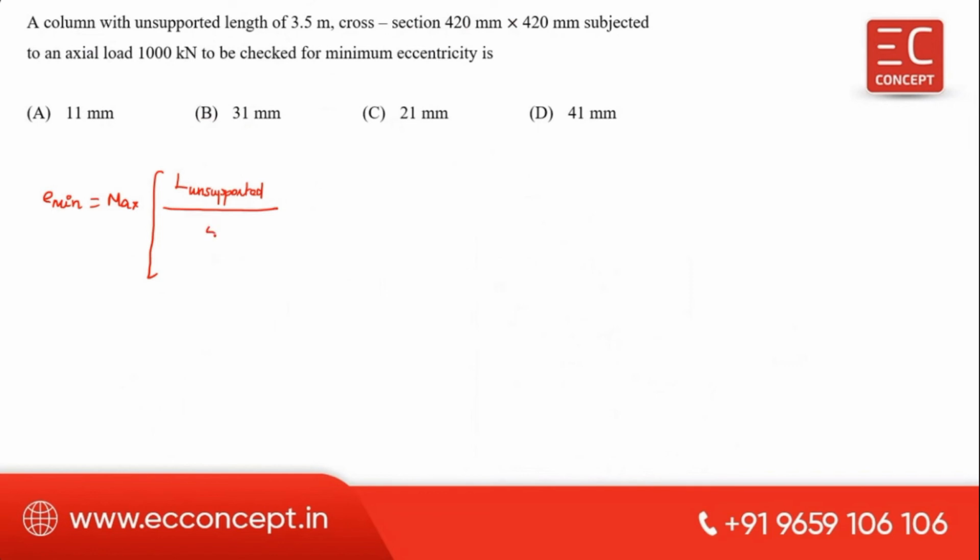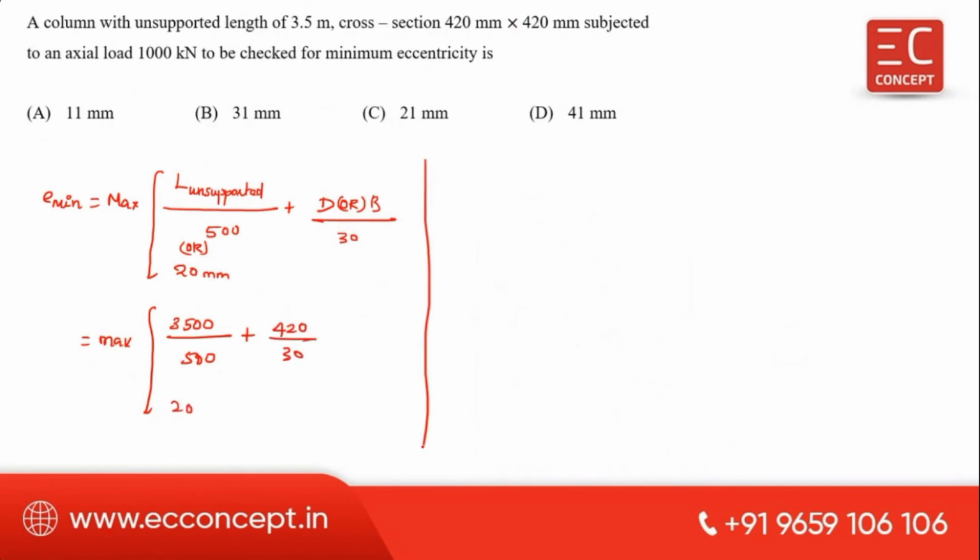Unsupported length divided by 500 plus DRB, least lateral dimension divided by 30 or 20 mm, whichever is less. So the answer is the maximum of L unsupported, which is 3500 divided by 500, plus DRB. Here both are the same, therefore 420 divided by 30 or 20.